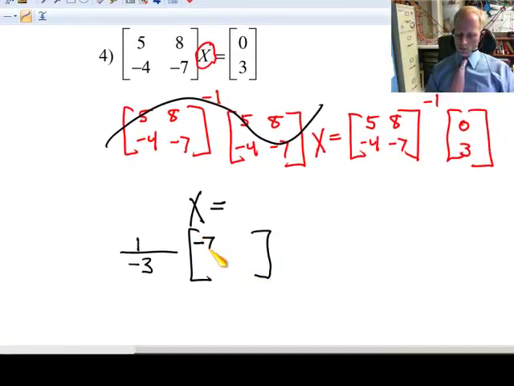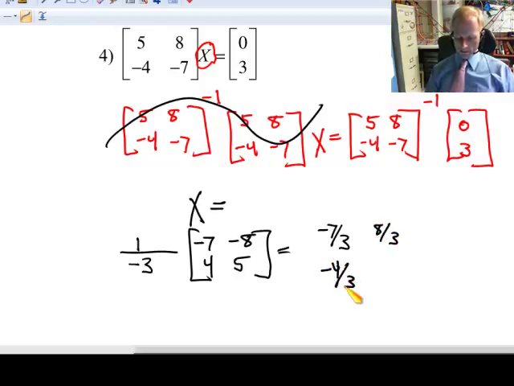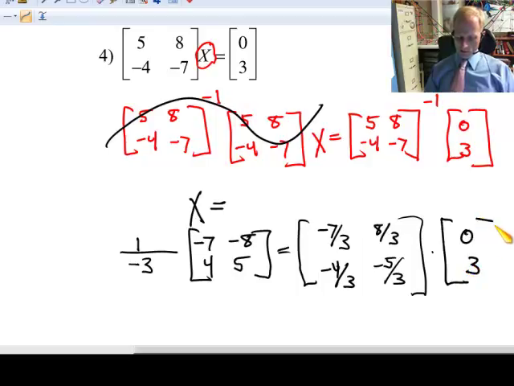The matrix was 0 and 3. So to do matrix multiplication, I need to bring up the column, and then I'm going to follow through, bring that down, and as I do, I multiply and add the products together. So this would be 0 times negative 7 thirds plus 3 times 8 thirds. And then I'm going to have 0 times negative 4 thirds plus 3 times negative 5 thirds.